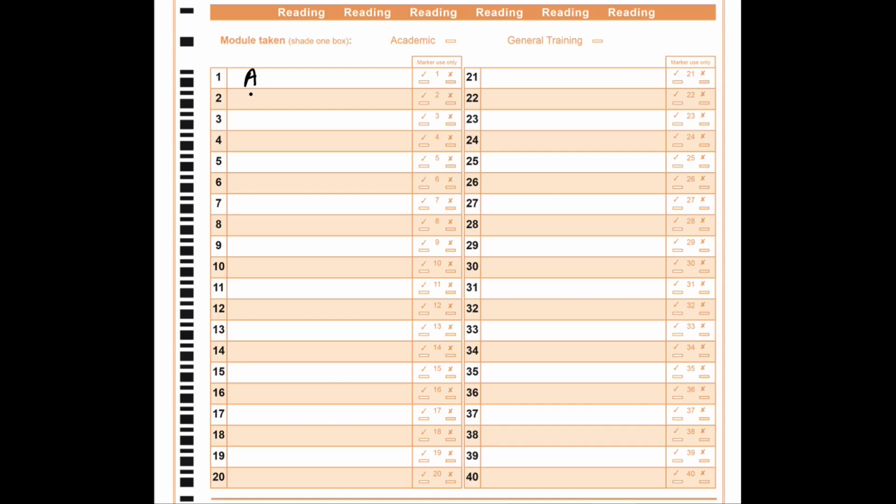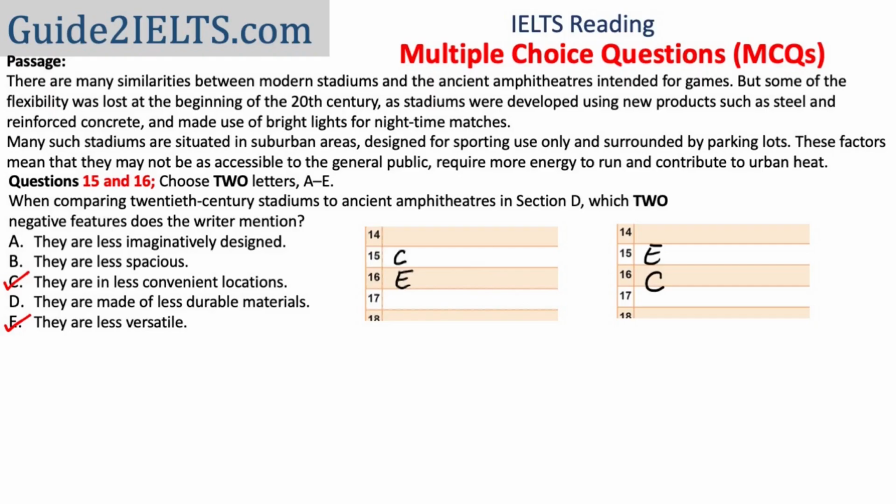In pen and paper IELTS, you need to write the correct answer in your answer sheet. You just need to write the correct letter. If you need to choose more than one answer, it doesn't matter what order you write your answer in. For example, in this question, the two correct answers to the 15th and 16th questions are C and E. In your answer sheet, you can write C in front of 15 and E in front of 16 or vice versa. Both would be correct.